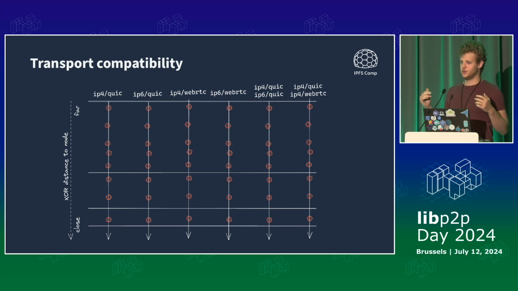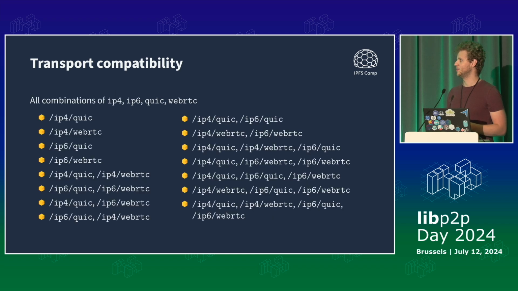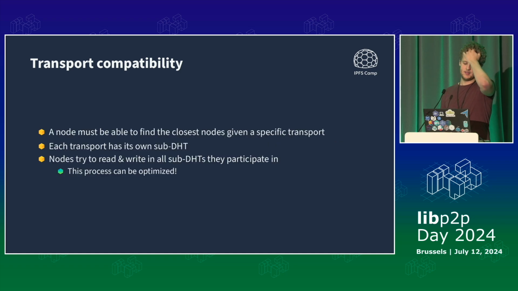So we could try to draw the same boards that we used to have before, but then it quickly becomes too complex because now, if we want to use just IP4, IP6, QUIC and WebRTC, the number of possibilities is just huge, so we won't use the same diagram anymore. But what it means is a node must be able to find the closest nodes that are using the same transport as they are. So if I'm using IP6 WebRTC, I should be able to find any key, so all the nodes that are running IP6 WebRTC.